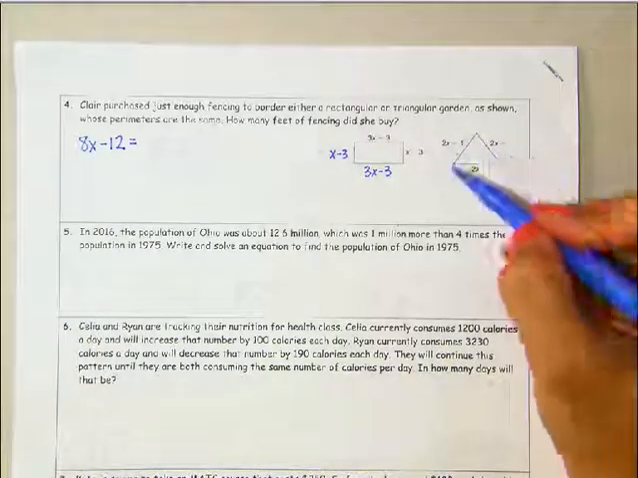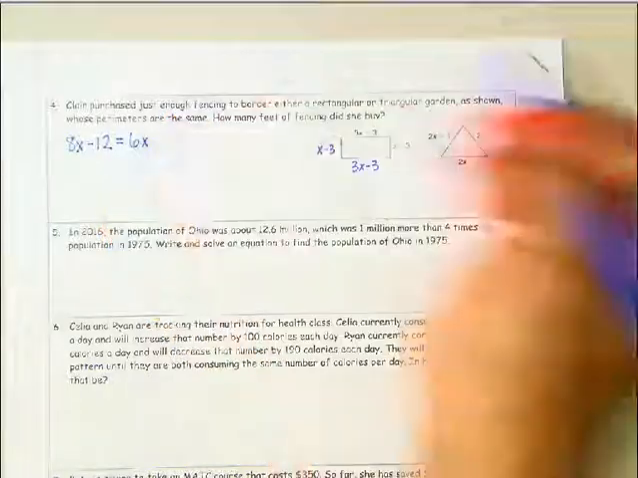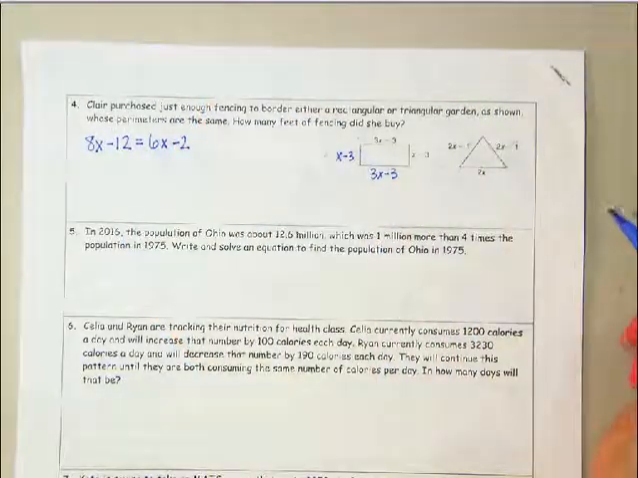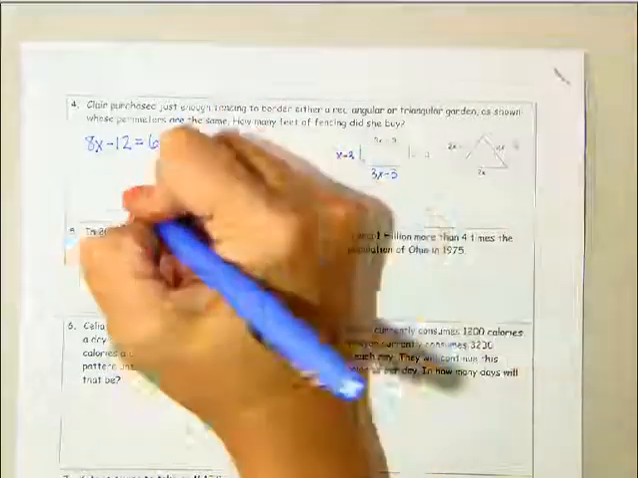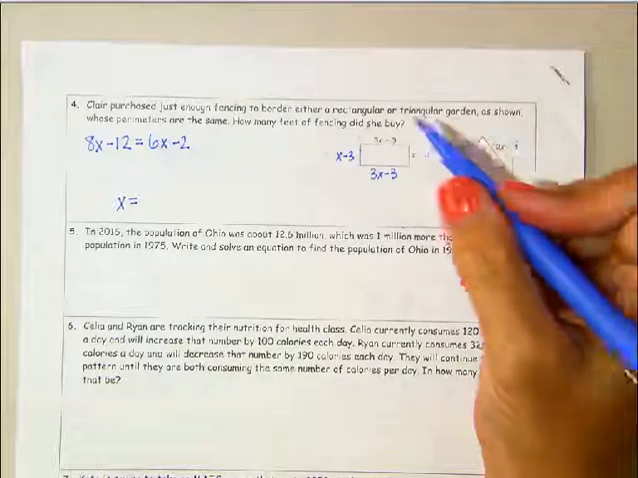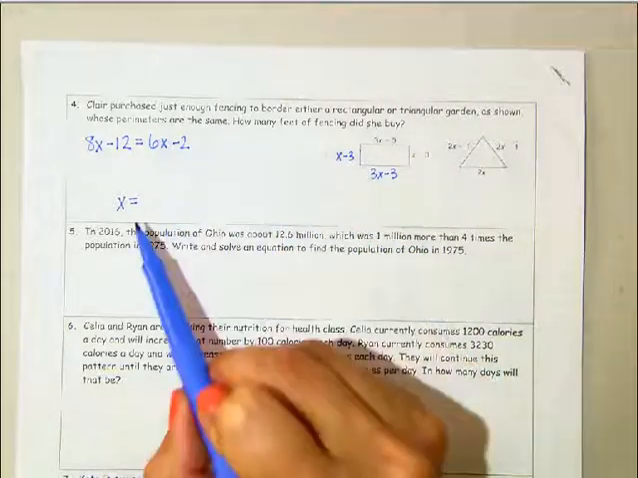Now I look at the triangle. I have a 2x, 2x, and 2x. So that makes 6x. I have a negative 1 and a negative 1. Makes a minus 2. So now it's solved. You need to find x. You can finish that. Find x. But that's not the full question that it's asking for. You need to know that.